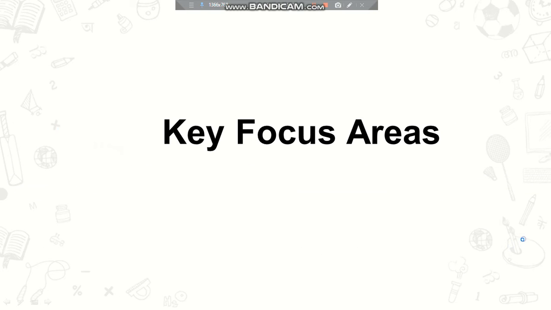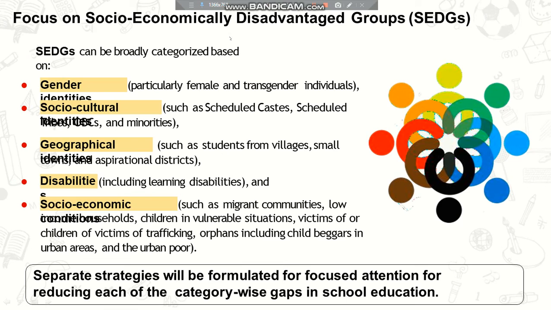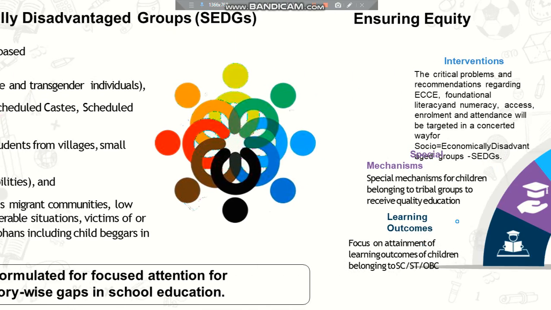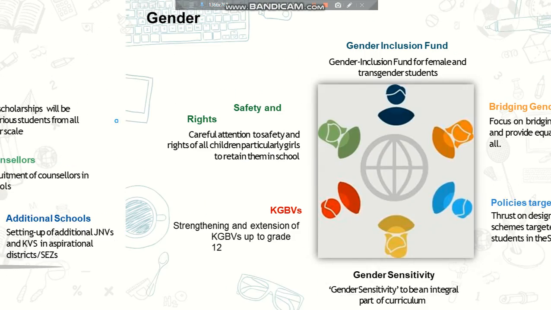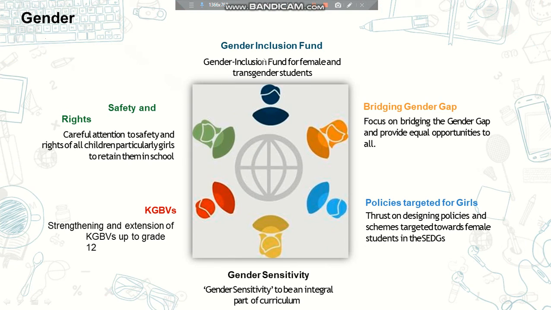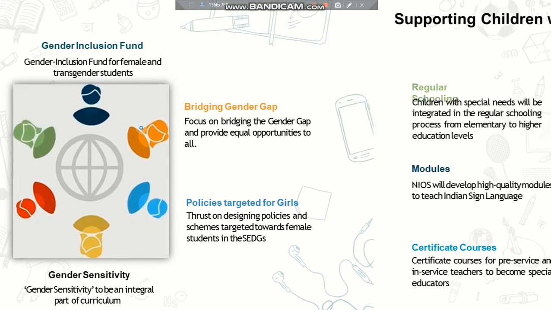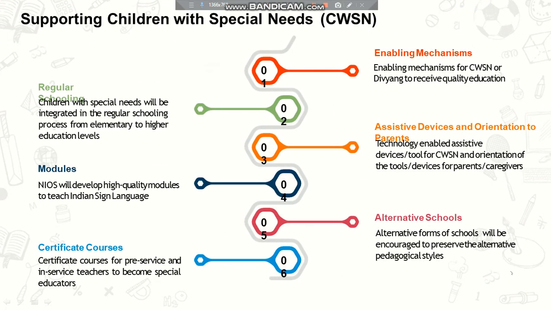So one more thing. Like this, key focus areas: focus on socio-economically disadvantaged groups and regions, ensuring equity, assessing learning outcomes, field trips, additional school concepts, gender inclusion fund, bridging the gender gap, also started with girls, supporting children with special needs.